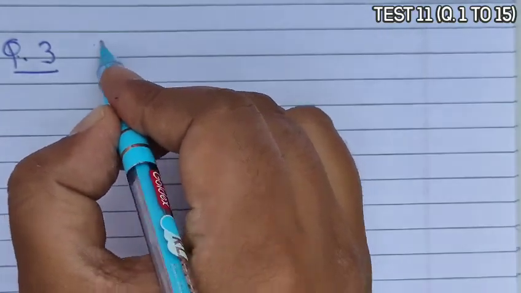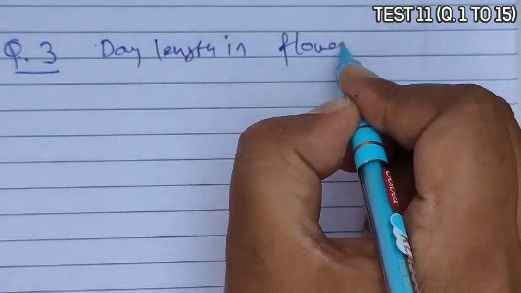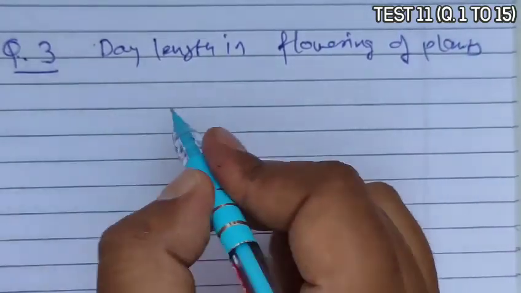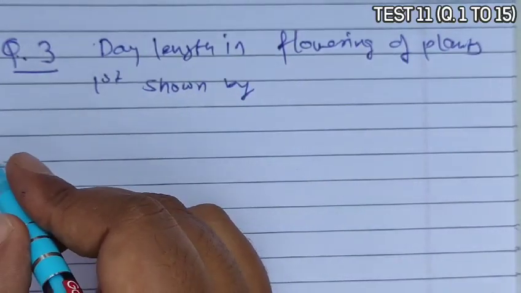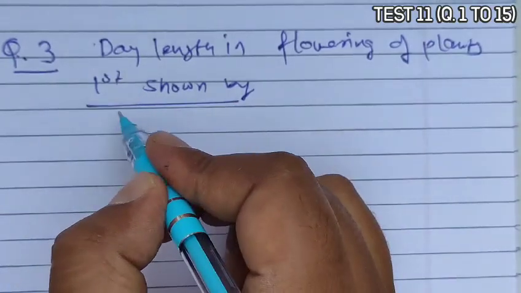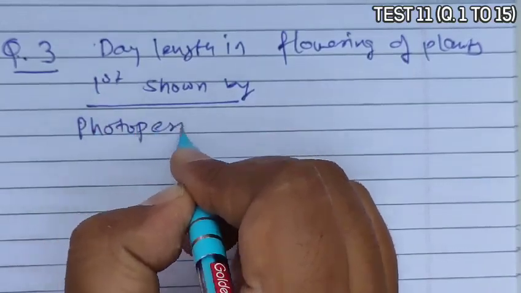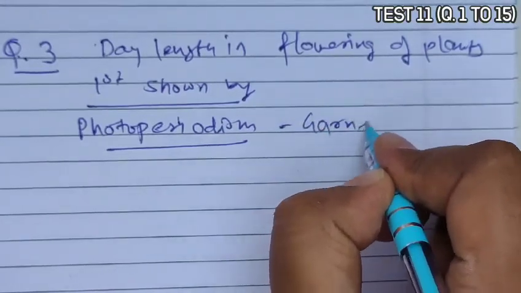Question 3. Question 3 asks the importance of day length in flowering of plants was first shown by which plant. So this phenomenon is known as photoperiodism, and this photoperiodism was first studied by Garner and Allard.